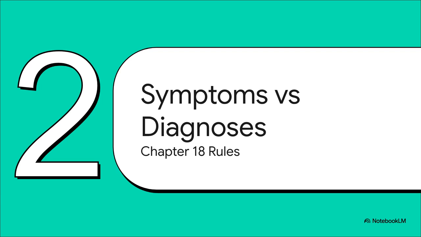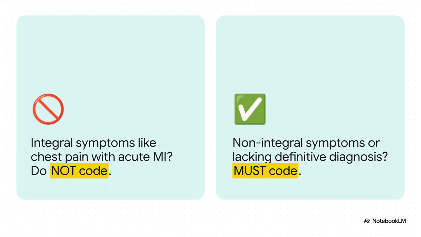Section 2. Symptoms versus confirmed diagnoses. Coding this chapter is kind of like playing clinical detective. The golden rule here is figuring out what is inherent to a disease and what isn't. So if a symptom is an integral, totally expected part of a confirmed definitive diagnosis, you never code it separately. Take chest pain with a confirmed acute myocardial infarction, for example. You do not code the chest pain. It's totally expected, right? But if the symptoms are not integral to a confirmed diagnosis, or they show up without an established definitive diagnosis, well, those absolutely must be coded.